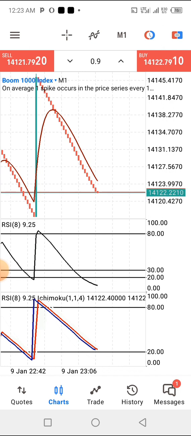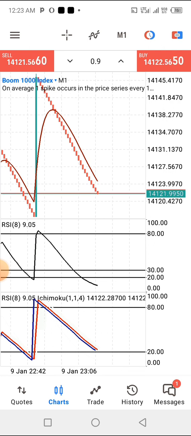So you're going to use the second zoom level, and after doing that, the next thing you want to do now is knowing when to actually sell, because we are actually trading against the spike. So when you trade against the spike, on boom, you have to sell.